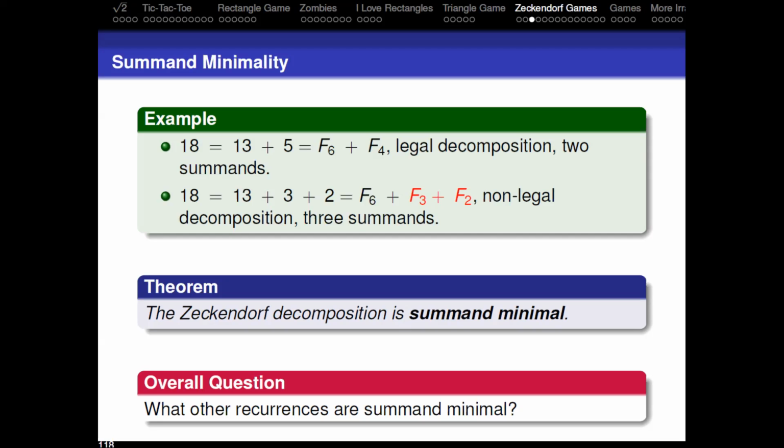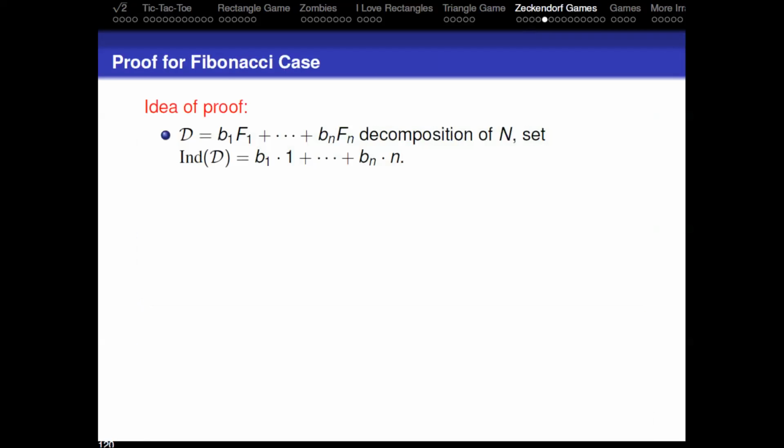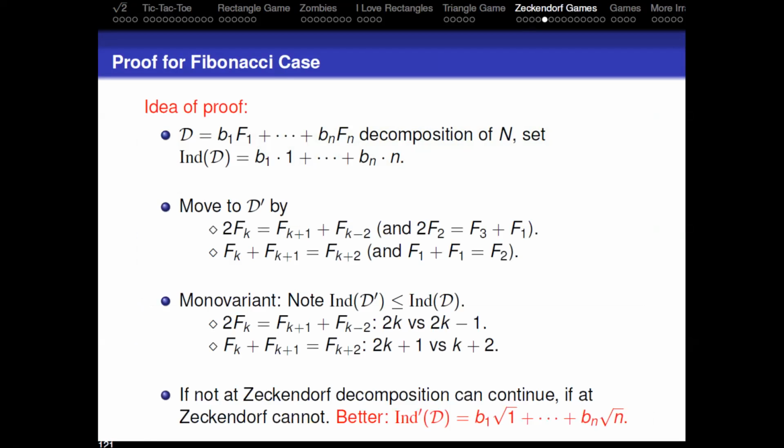So you could ask, what other recurrence relations have minimal summands? I'm going to skip this for now. It turns out that you can associate a monovariant. I'm going to skip how you do the monovariant, but I just want you to see right now that there is a way to do something very similar to what we did last time.